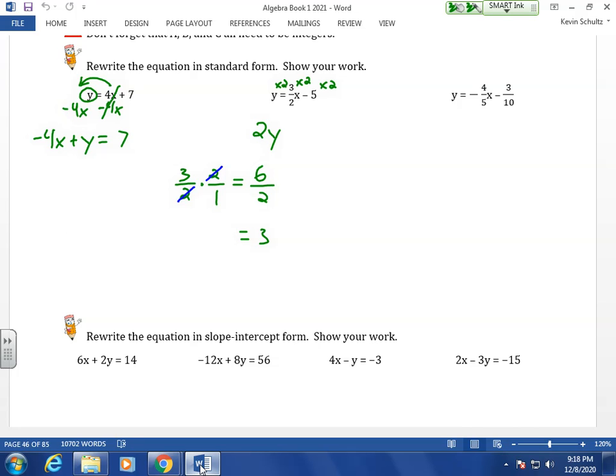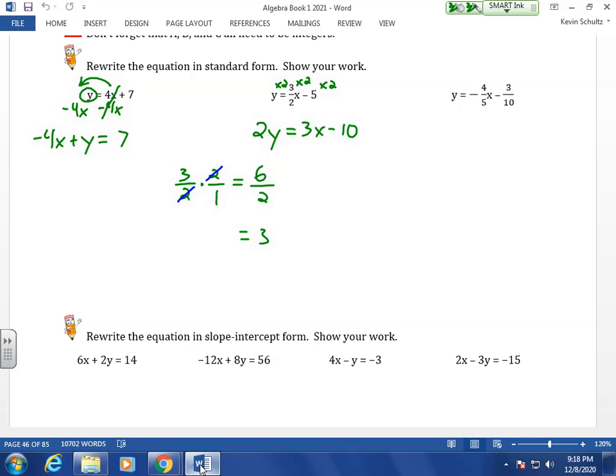And so what we end up with is 2y equals 3x, and negative 5 times 2 is a negative 10. 2y equals 3x minus 10. What that first step does is it eliminates fractions because there are no fractions allowed in standard form. Okay? No fractions allowed in standard form.